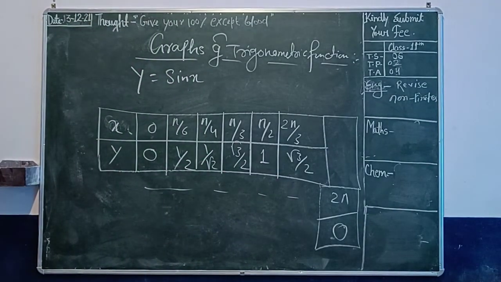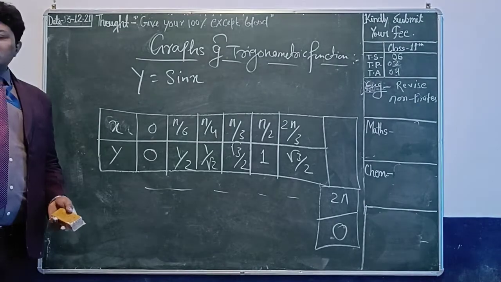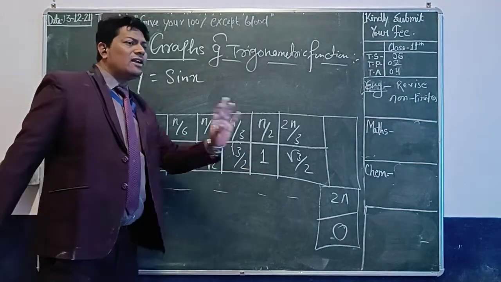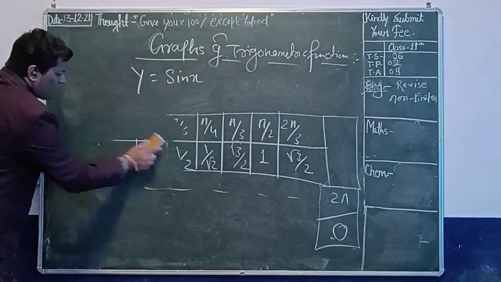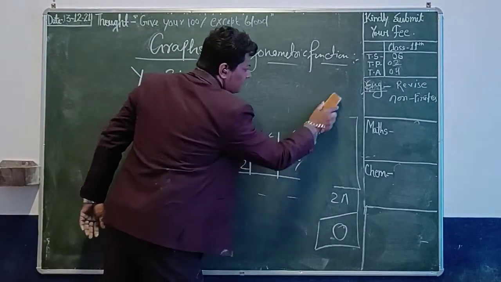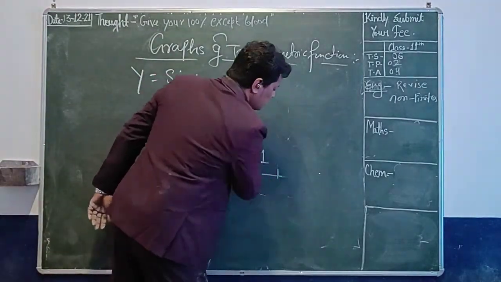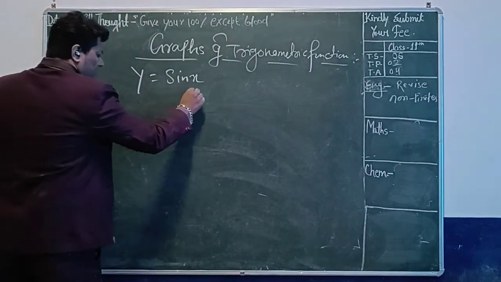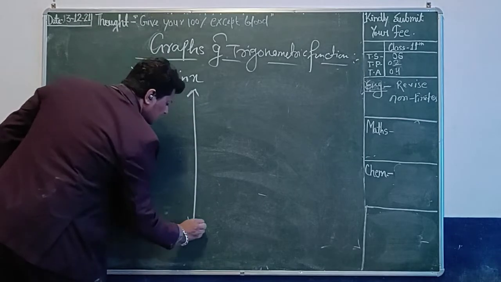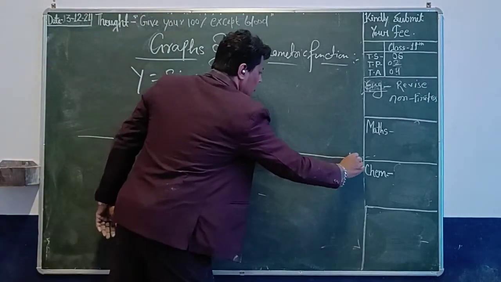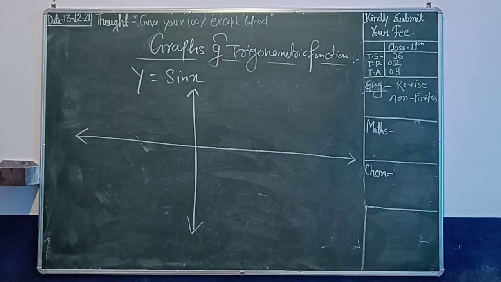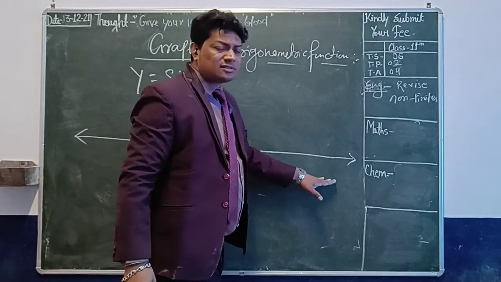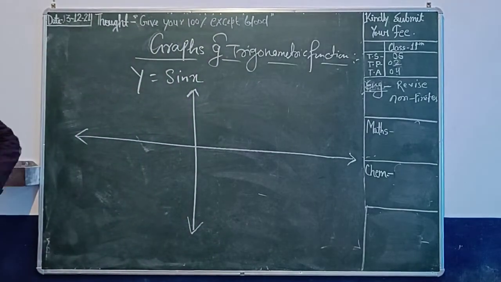Now we have to draw the graph. The points are coming like this. You are getting the value of x and the value of y. Now what we have to do? We have to draw the graph. When there is a need to draw the graph, you put the y-axis here and the x-axis here. Is it clear? X-axis and y-axis.